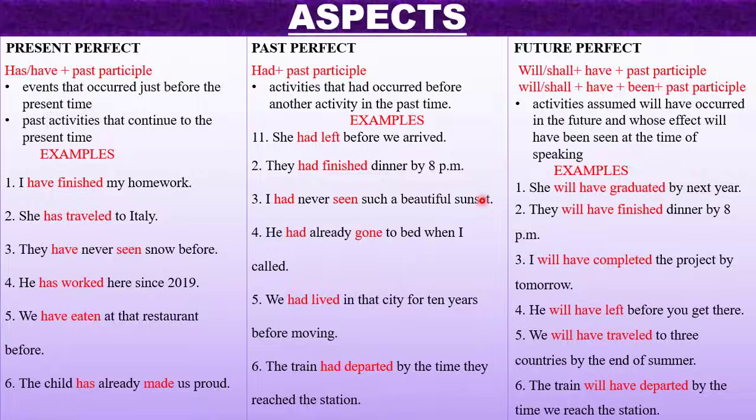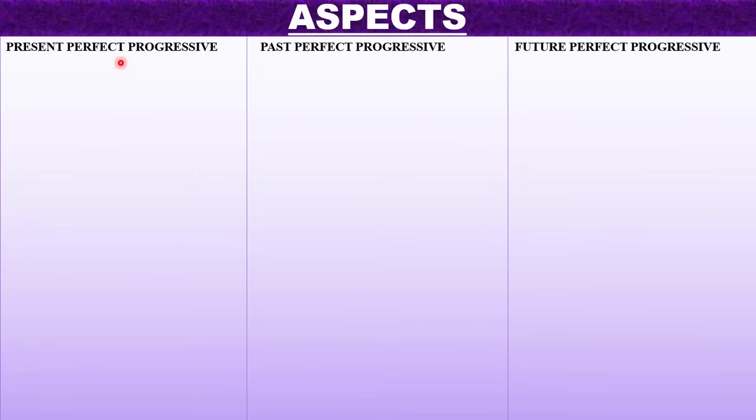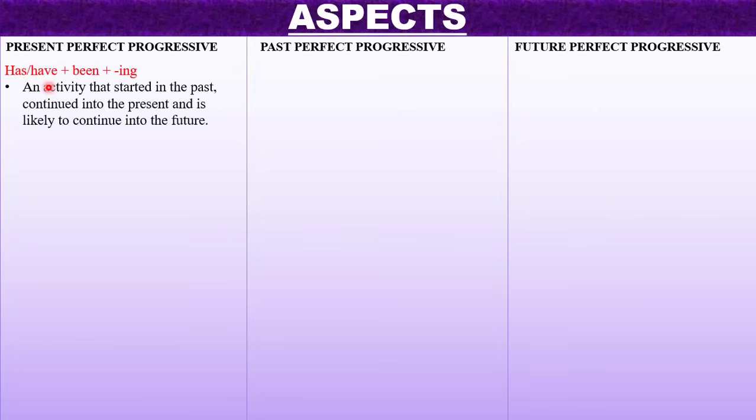Let us move on to the next aspect, which is the perfective progressive aspect or the perfect continuous aspect. We are going to talk about present perfect progressive, past perfect progressive, and future perfect progressive. Remember that if we say progressive, it is the same as continuous. So we are talking about present perfect continuous, past perfect continuous, and future perfect continuous. Let us start with the present perfect progressive.